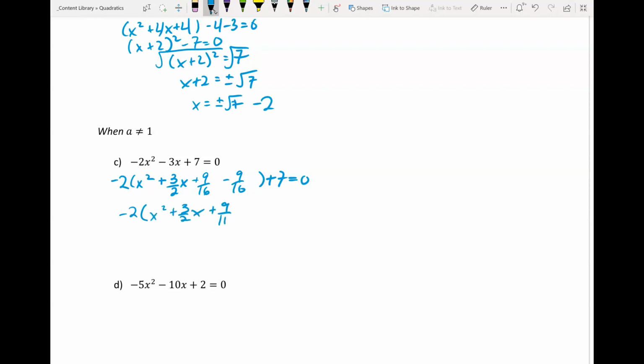Next, we're going to move this negative 9 over 16 outside the bracket because we don't need it. And once I do that, I have to multiply it by the negative 2. So then we're left with positive. Negative times a negative is positive. 9 times 2 is 18. And we're still left with the denominator of 16.